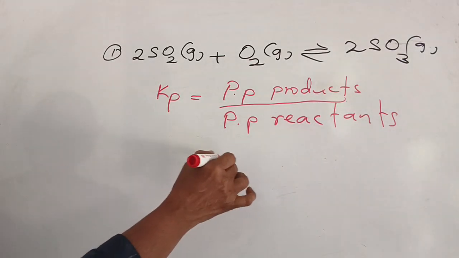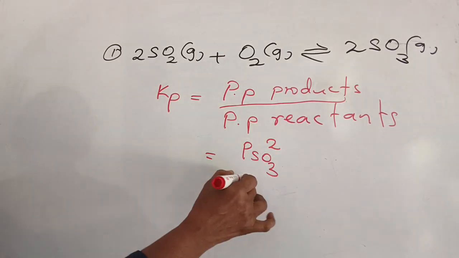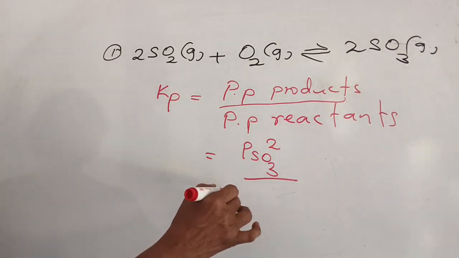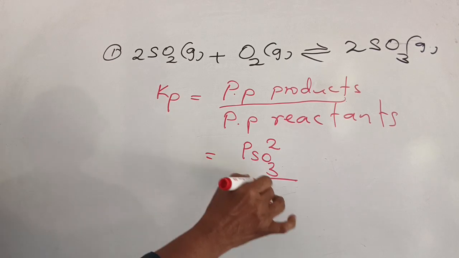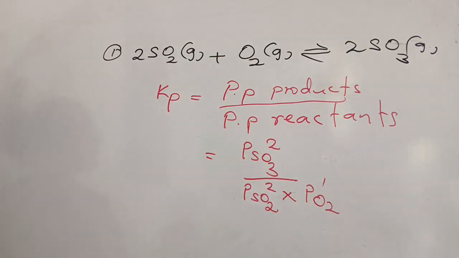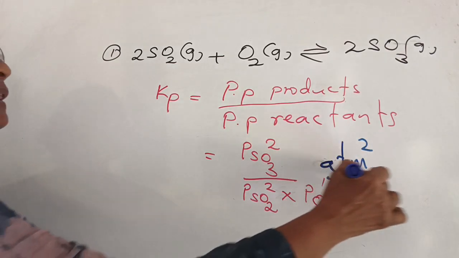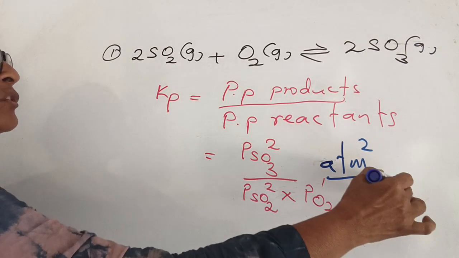So the products here would be the partial pressure of SO3, with a power of 2 in the balanced equation. We divide that by the partial pressure of SO2 to the power 2, multiplied by the partial pressure of oxygen to the power 1. If you need the units, and we measure pressure in atmospheres, the units would be atmosphere squared upward and atmosphere to the power 3 downwards.